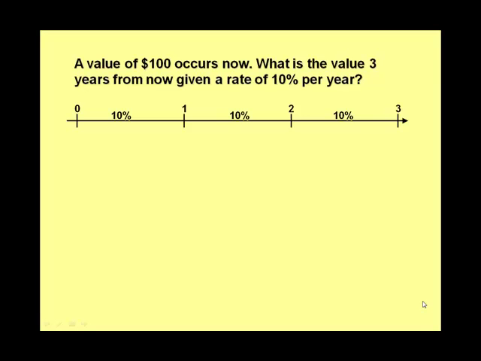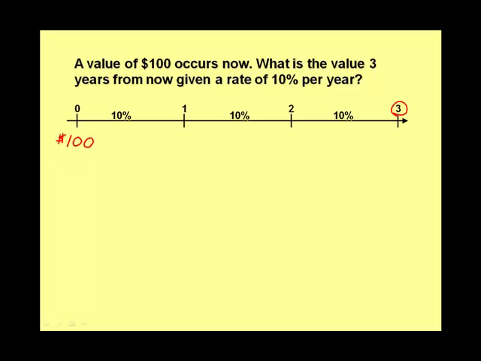So to complete our timeline, we can go ahead and place our $100 where it occurs, and that is here at time period 0 at the present. And we're trying to find the value 3 years from now at this point right here on the timeline. Now, how are we going to go about doing that?